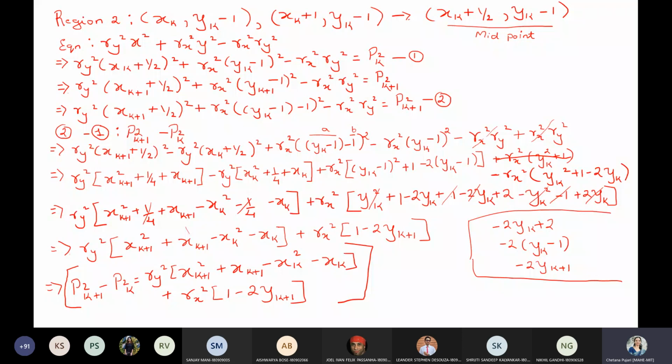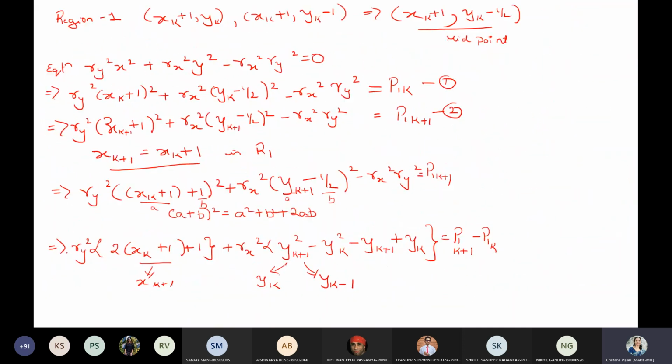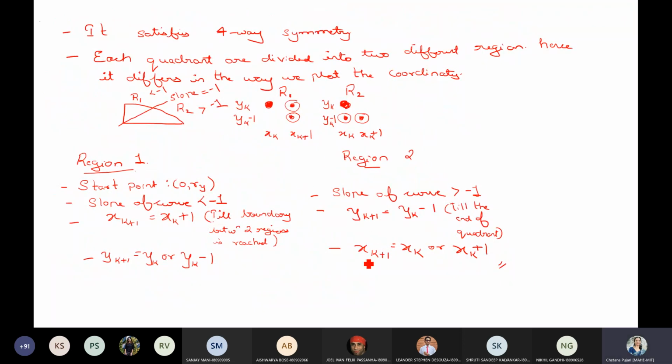Next, we are going to do the derivation with respect to region 2. When we go to region 2, the decision is with respect to x, because your y will be decremented at every iteration, and you are going to decide whether you want to continue with the previous value of x or increment the value of x. We have seen this over here, correct? So in region 2, your y value is decremented at every iteration, and you will decide whether to continue with xk or xk plus 1.